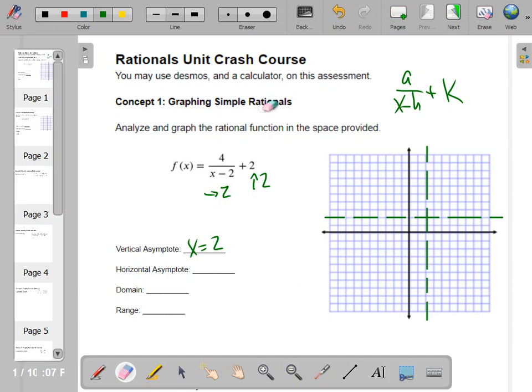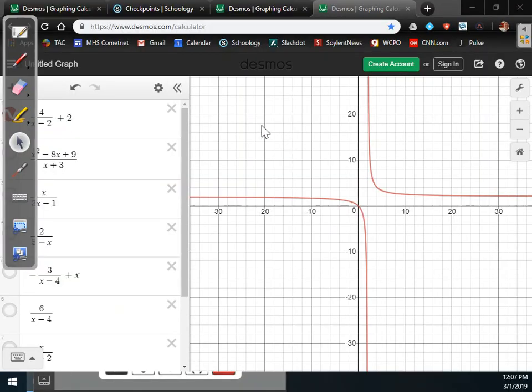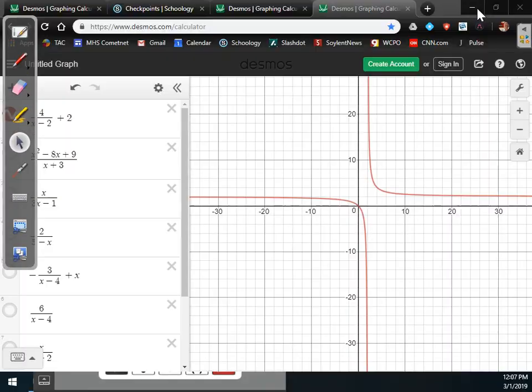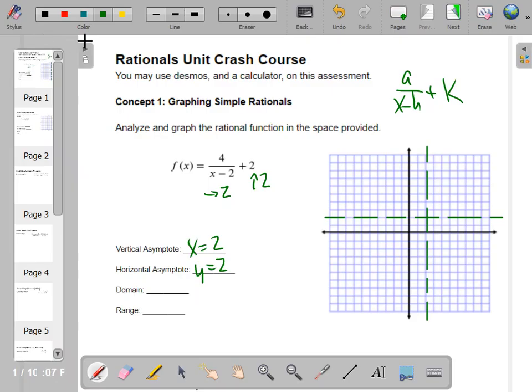Now, we've talked about making a table, but you can use Desmos as well to help you figure out how the function looks. So I'll graph it, 4 over x minus 2 plus 2. And I'll just see if I can find a nice ordered pair. It looks like (4, 4) and (0, 0) are points. So (4, 4), 1, 2, 3, 4, 1, 2, 3, 4, and (0, 0) right there.